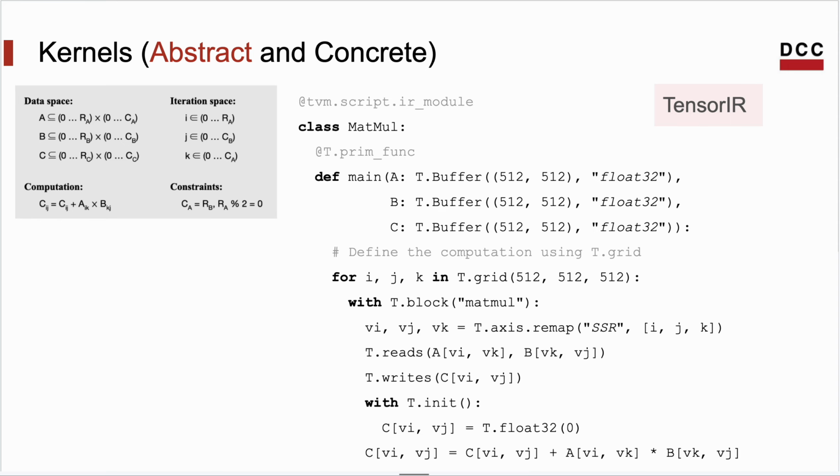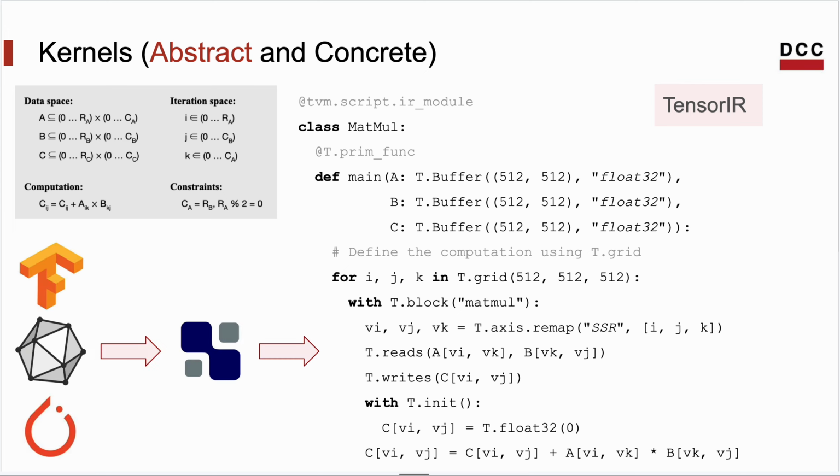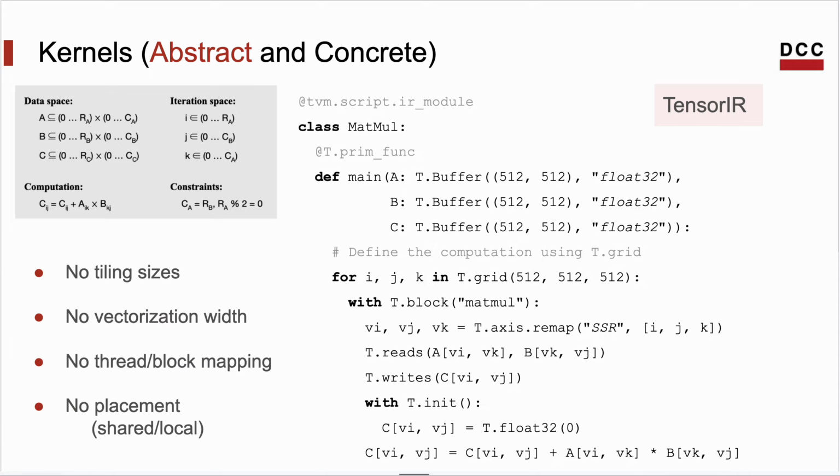Tensor IR is a domain-specific language embedded in Python. We can program it directly if we are system developers, for instance. However, more often than not, we use Tensor IR as an intermediate representation. The TVM front-end uses it as a target to lower models written in TensorFlow or PyTorch and such. Tensor IR is very abstract.